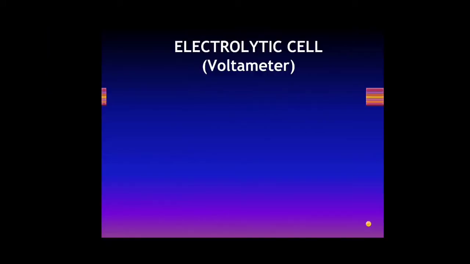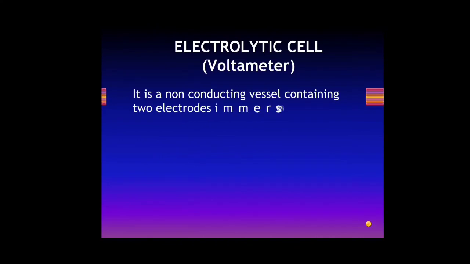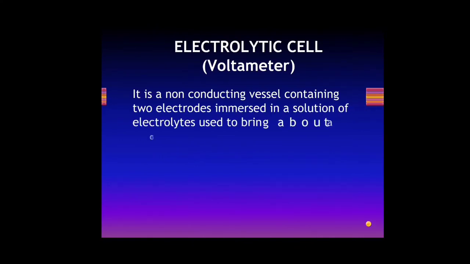Next, electrolytic cell. As we have already seen, the container in which the electrolysis takes place is also called an electrolytic cell or a voltameter. It is a non-conducting vessel containing two electrodes immersed in a solution of electrolytes, used to bring about a chemical change. So it is the vessel in which the electrolysis takes place.